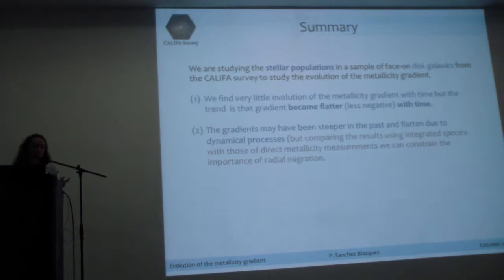Okay? But still, I think these measurements would be valuable to actually constrain the amount of radial mixing by comparing the results with those obtained in high-redshift galaxies. So I guess we also have to put some effort into obtaining a larger sample of gradients at high redshift to complete this study. Thank you.